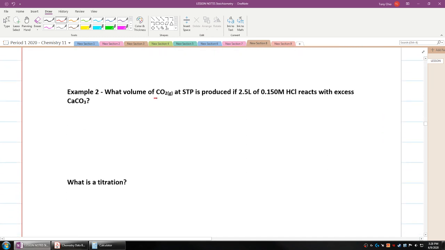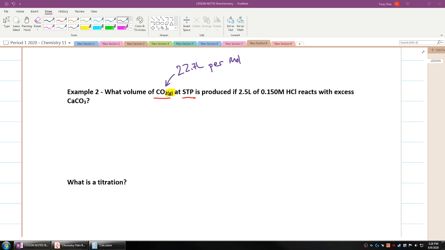In this case, you're looking for the volume of CO2. And this time it is at STP, because CO2 in this case is a gas. So because it's stated at STP, you can use 22.7 liters per mole. You can use this now. So that's one example of this.